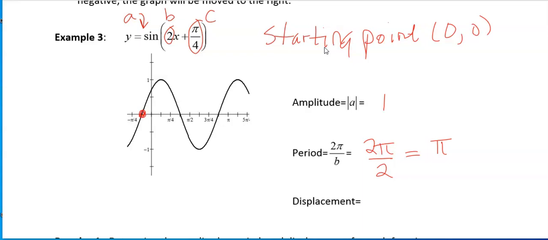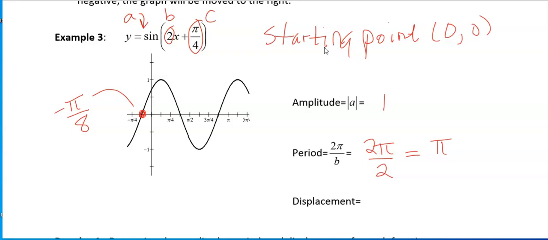Now, what is that value right there? Halfway between 0 and negative pi over 4. I wish all the values were placed on the x-axis here. That's actually negative pi over 8. You see that? That graph is the base graph shifted pi over 8 units to the left. So we say that the displacement is negative pi over 8.